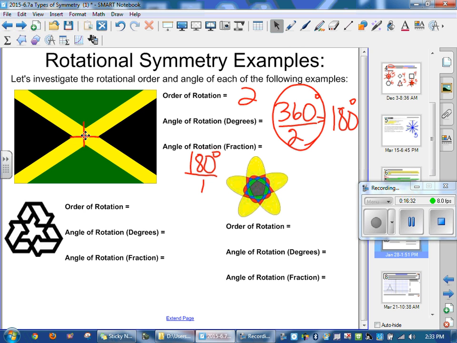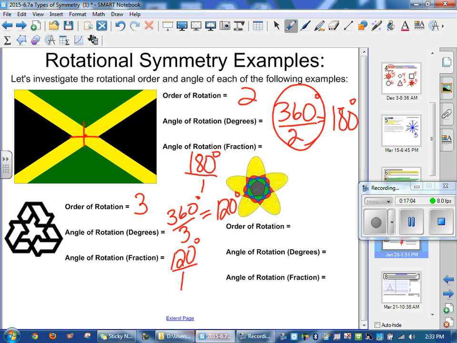What about this one? What would its order of rotation be? What do you think? It is 3. Yeah, absolutely it's 3. Okay, and if you're not sure, grab your parchment paper and put it on. Okay? Angle of rotation. 360 divided by 3 is how far? 120 degrees. So it went 120 over 1.